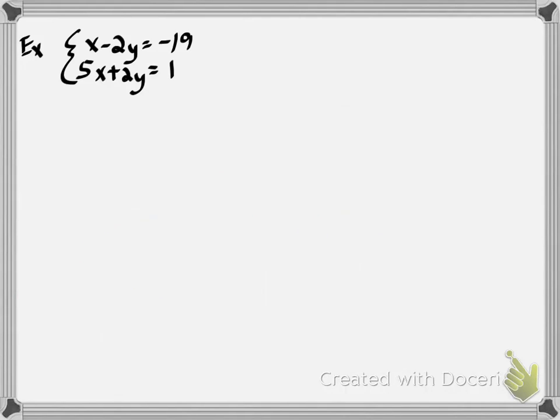Here's a good one. First thing we have to do is see if it's in standard form. So are they both in x, then a y, then equals a number? Yeah, they're both in that form. So now we're going to eliminate one of the variables. So I'm going to rewrite them. x minus 2y equals negative 19, and 5x plus 2y equals 1.